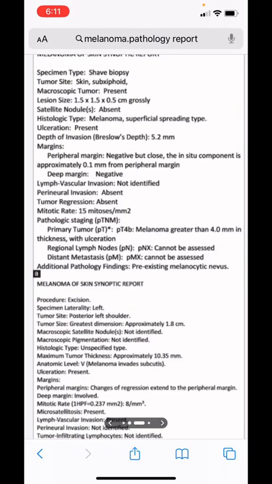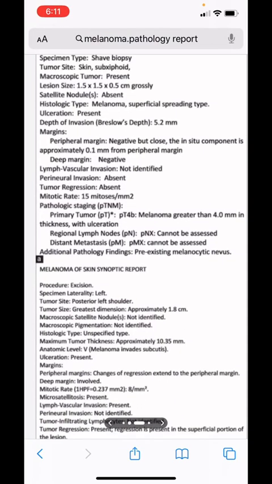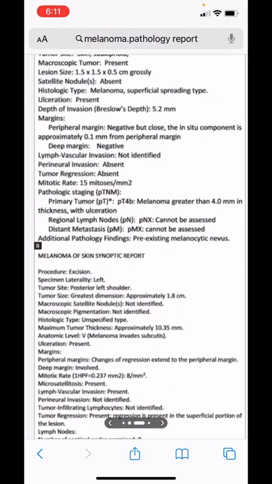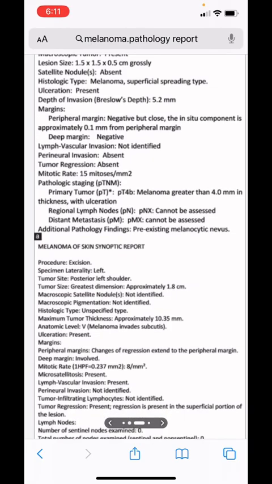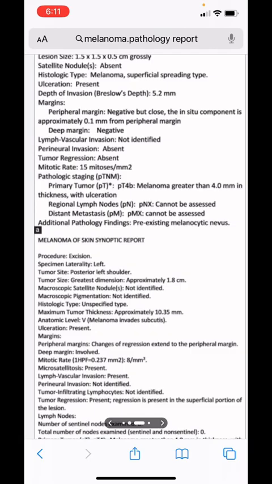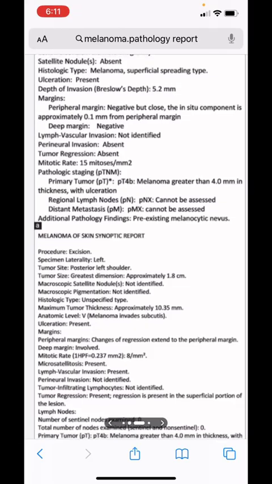Here it's describing that it's a shave biopsy. Macroscopic tumor is present. They're giving you some size. Satellite nodules are absent in this case. If there were satellite nodules, that's immediately called stage 3. Again, satellite nodules, even if you don't have involvement of the lymph nodes, make you immediately stage 3 melanoma.